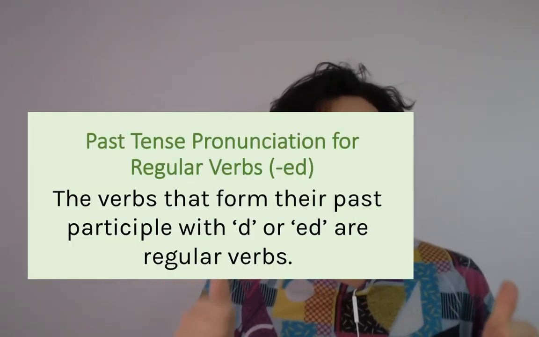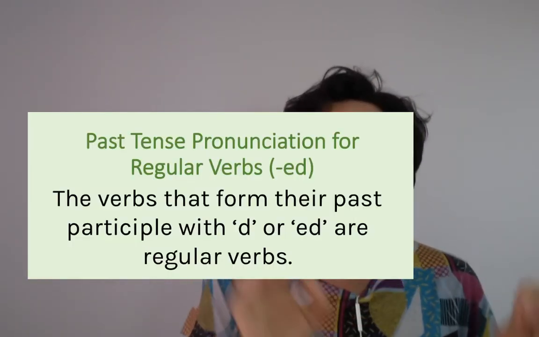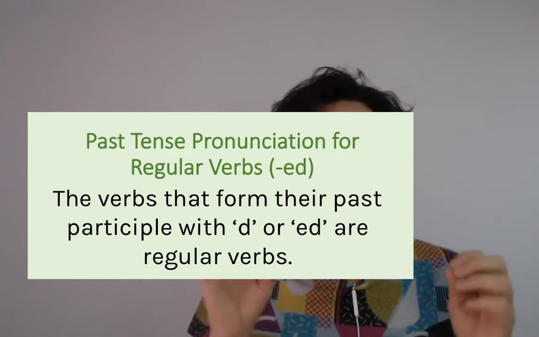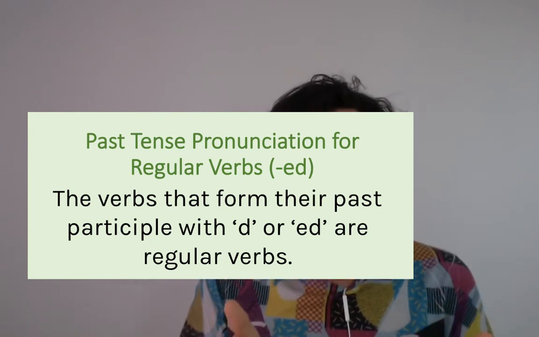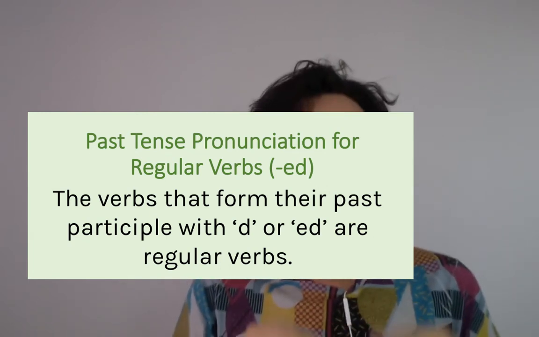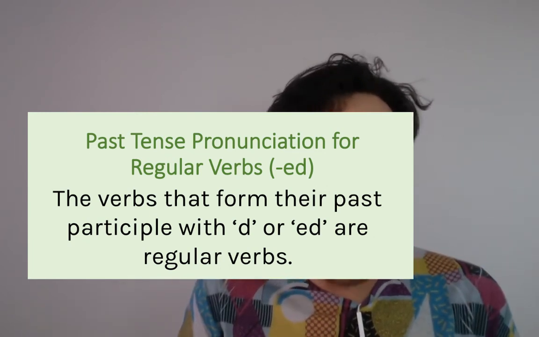What are regular verbs? So remember we have irregular verbs. For example, see: the simple past of see is saw, and the past participle is seen. For example, go: the past participle of go is gone, and the simple past is went. Those are irregular verbs because the conjugation in the past changes. The verbs that form their past participle or that we use in simple past with the -d or -ed at the end are regular verbs. Those are the verbs that we're going to be speaking about today. Those are the verbs that we're going to be reviewing the pronunciation of today.